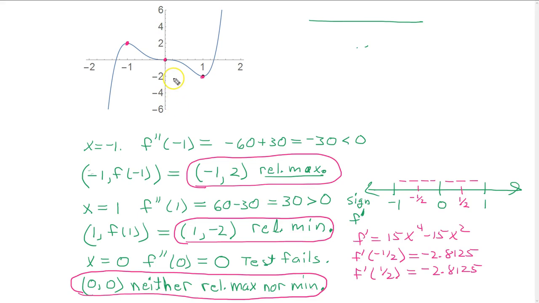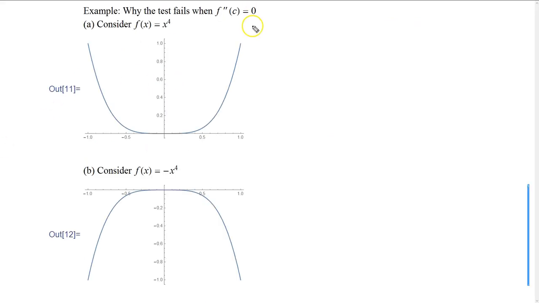Let's take a look at an example that illustrates why the test fails when the second derivative is equal to 0. For this example, we're going to consider two functions, f of x equals x to the fourth and negative x to the fourth power. Now you notice for x to the fourth, our graph is going to be concave up, and we have a relative minimum. It's actually an absolute minimum at 0, 0. You can see that from the graph. So 0, 0, and you can verify this using the first derivative test. 0, 0 is a relative minimum.